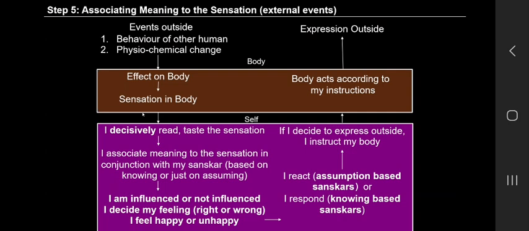I may consider it as a pain. I may consider it as an indication that the body needs some attention. So if I consider it as a pain, I may have a reaction inside me. If I consider it as an indication that the body needs attention, some care from me, then I may respond to the body. So it is up to my meaning. It is my association with those sensations. Right. So let's take a 10-minute pause and we will try to see these steps. Are we able to see like this or not?